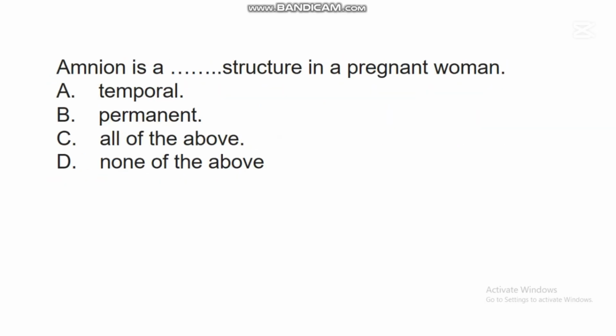The next question says, amnion is a dash structure in a pregnant woman. A. Temporal structure. B. Permanent structure. C. All of the above. D. None of the above. In this question, the correct answer is A. Temporal structure. This amnion develops during pregnancy, so it's a temporal structure in a pregnant woman. After delivery, the job of the amnion will end.